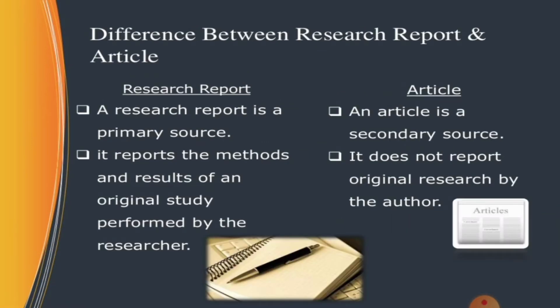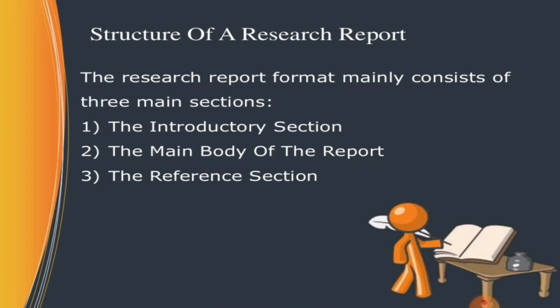Differences between research report and article. What is the difference? It is very common thing. A research report is a primary source. It reports the methods and results of an original study performed by the researcher. An article is a secondary source. It does not report original research by the author.